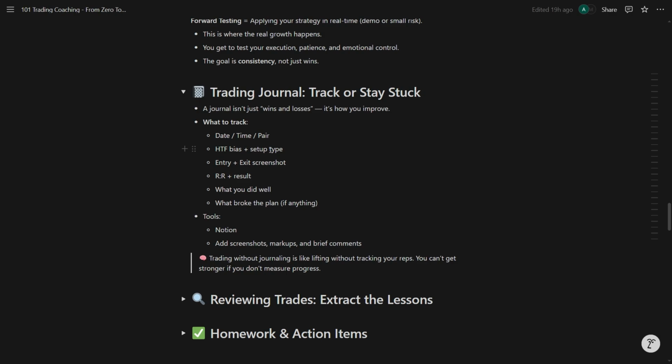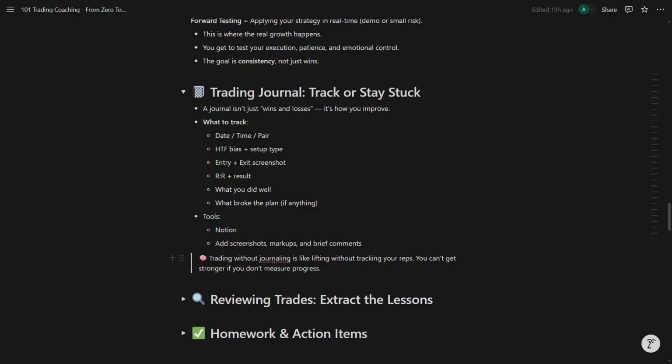You want to track what you did well. You want to track what you did wrong. What if you broke the plan? Why did you break the plan? There are so many things that go into your journal, and it's very important to keep track of everything. So I already gave you my trading journal, the one you can use for free. It's on Notion, and obviously, I've already shown you how to use it.